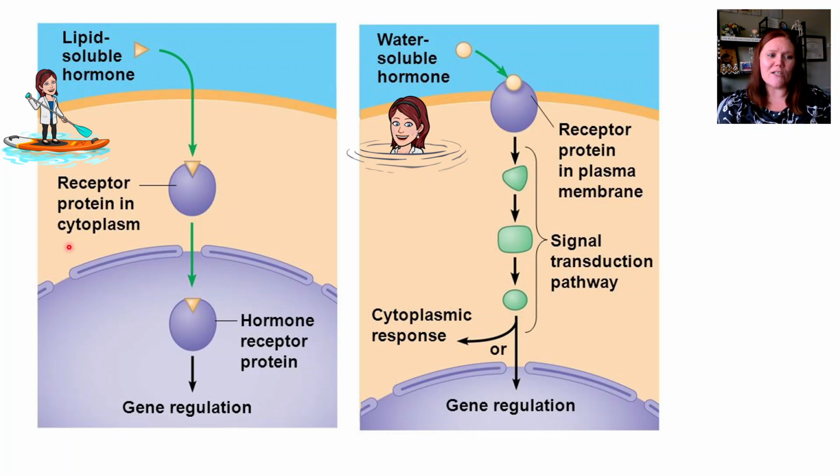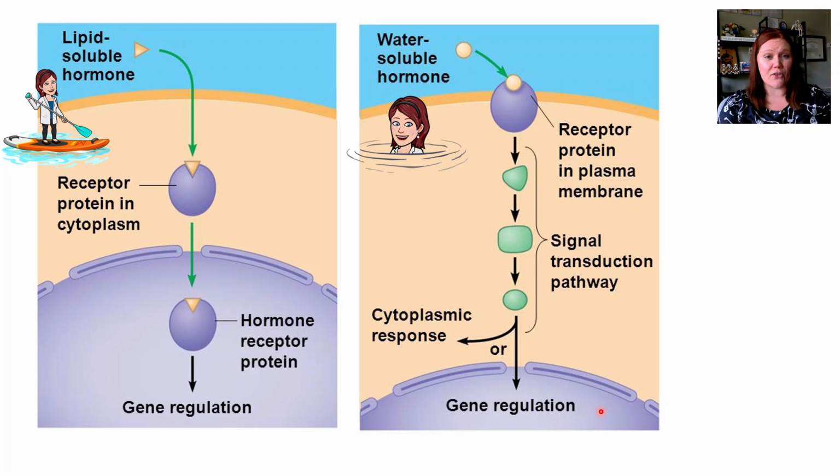Second way they're different is where we find the receptors for them. Because a lipid-soluble hormone can go straight through the plasma membrane of a cell, the receptors for it are going to be found either in the cytoplasm of the cell or even inside that nucleus. That's different when we're talking about the water-soluble hormones. Remember that those can't get inside the cell, so they're going to attach to a receptor on the surface of the cell. Then they're going to use a series of secondary messengers to activate various proteins, both in the cytoplasm and also inside the nucleus.